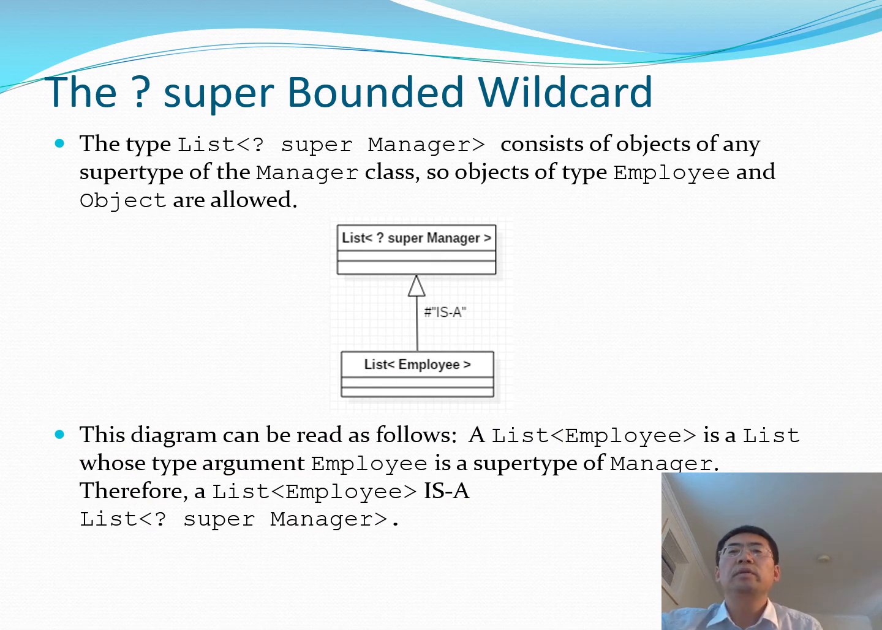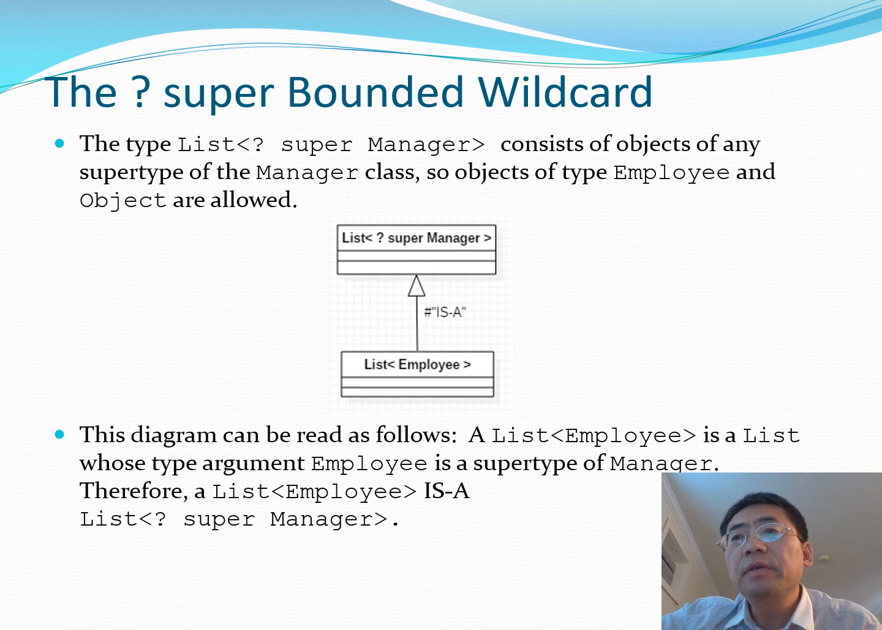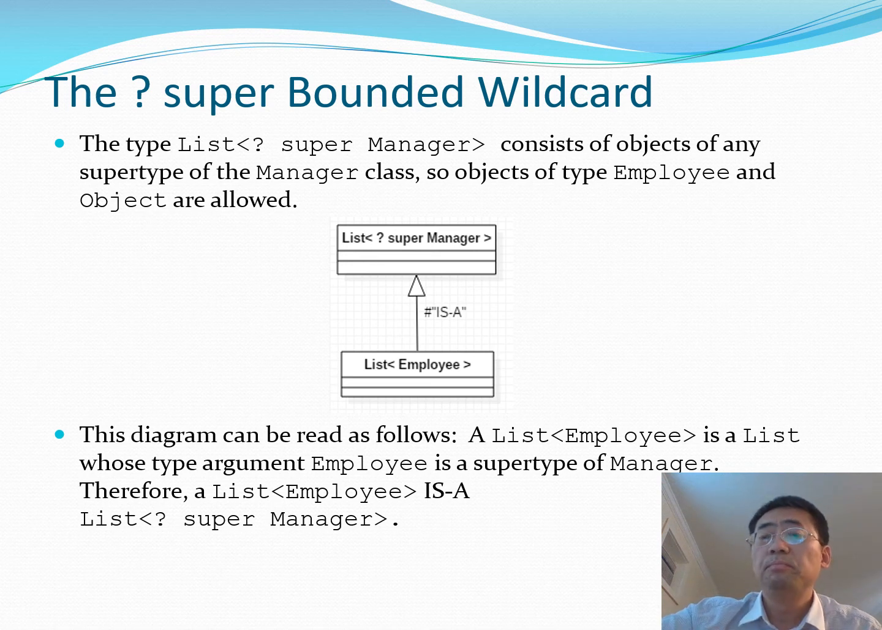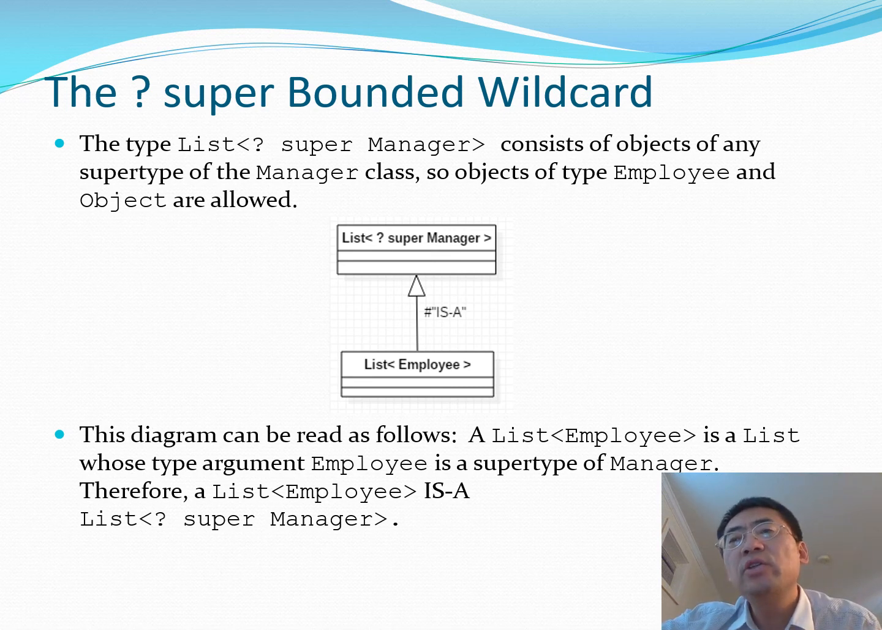And there's another wildcard using the super keyword, so question mark super something. In this case, we have this list of employee as a subtype of this list of wildcard super manager. So it's a little counterintuitive. How come something related to manager becomes the supertype of a list of employee? But this is the way this wildcard works. So we have to get used to this. What that means is, similar to the extends keyword, but opposite, the wildcard stands for any type that is a supertype of the bounded type that comes after the super keyword.